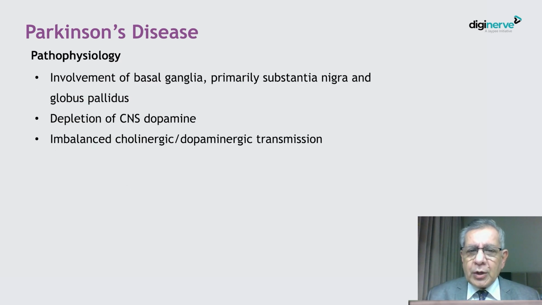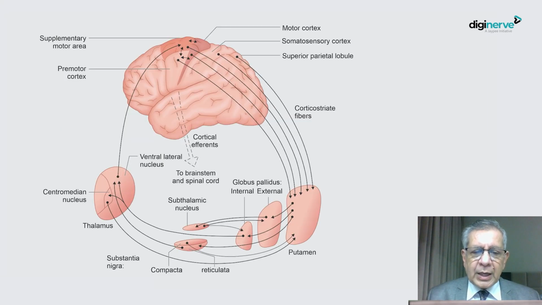What is the pathophysiology of Parkinson's disease? It is due to involvement of the basal ganglia. Within the basal ganglia, mainly the substantia nigra and the globus pallidus, there is a depletion of the dopamine in these structures. And there is an imbalanced cholinergic and dopaminergic transmission. And here you see the circuitry involved in this process.